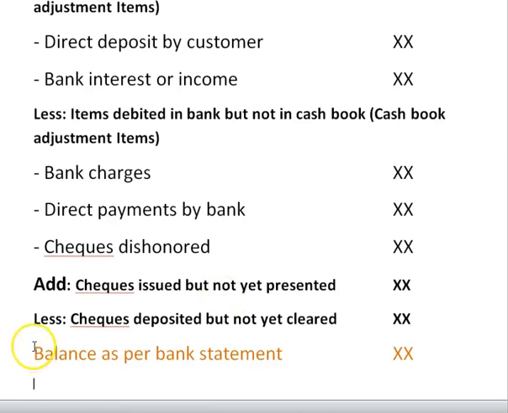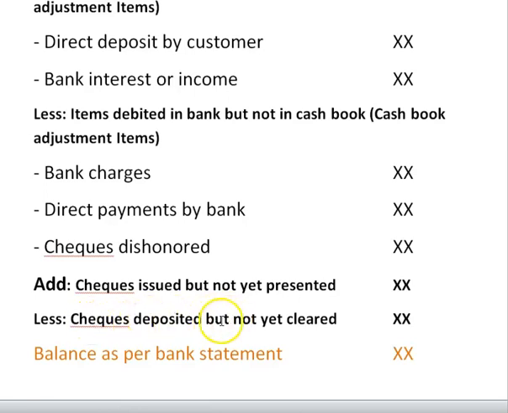And then you less checks deposited but not yet cleared. We call this also uncredited check. These are checks that have been deposited, but they were not credited as at the time of reconciling the bank statement. Do you understand?